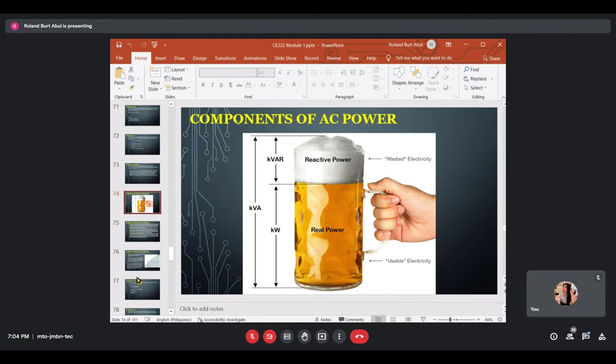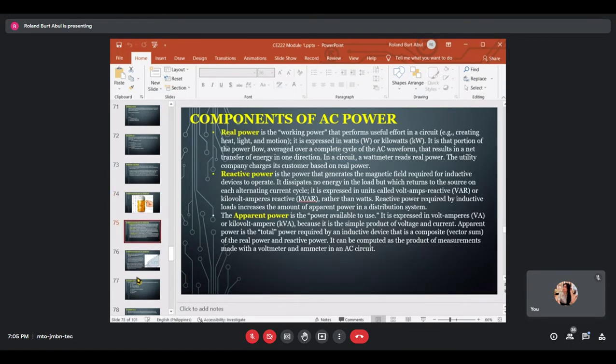So there are four components of AC power. To picture it, consider this glass of beer. First, real power. Real power is the usable power. In terms of beer, it is the liquid part of the beer that you can drink. It is the same with real power in terms of electricity.